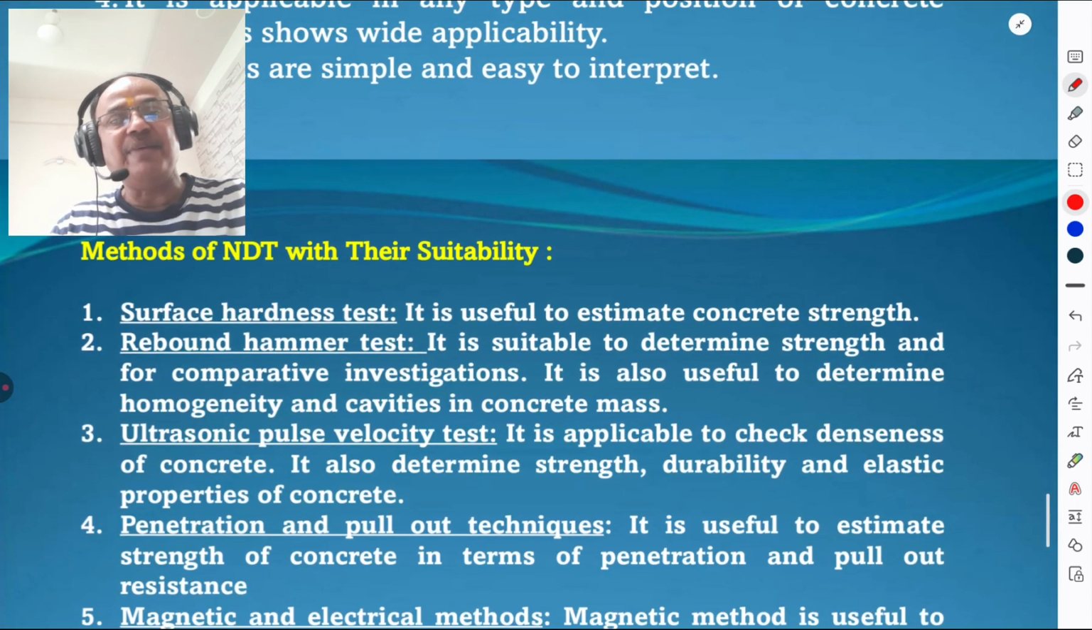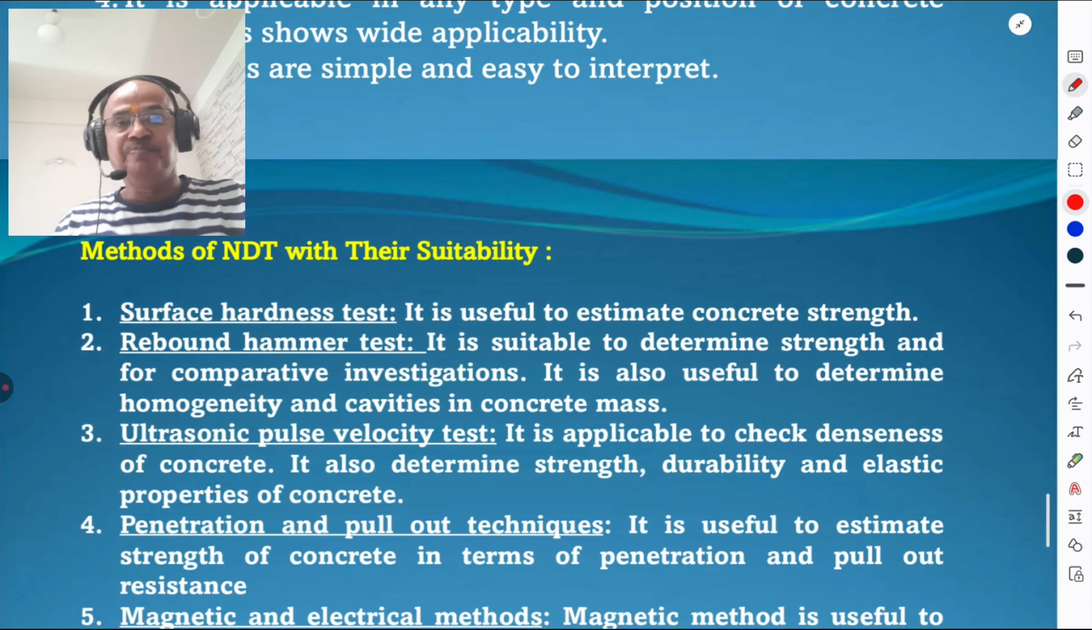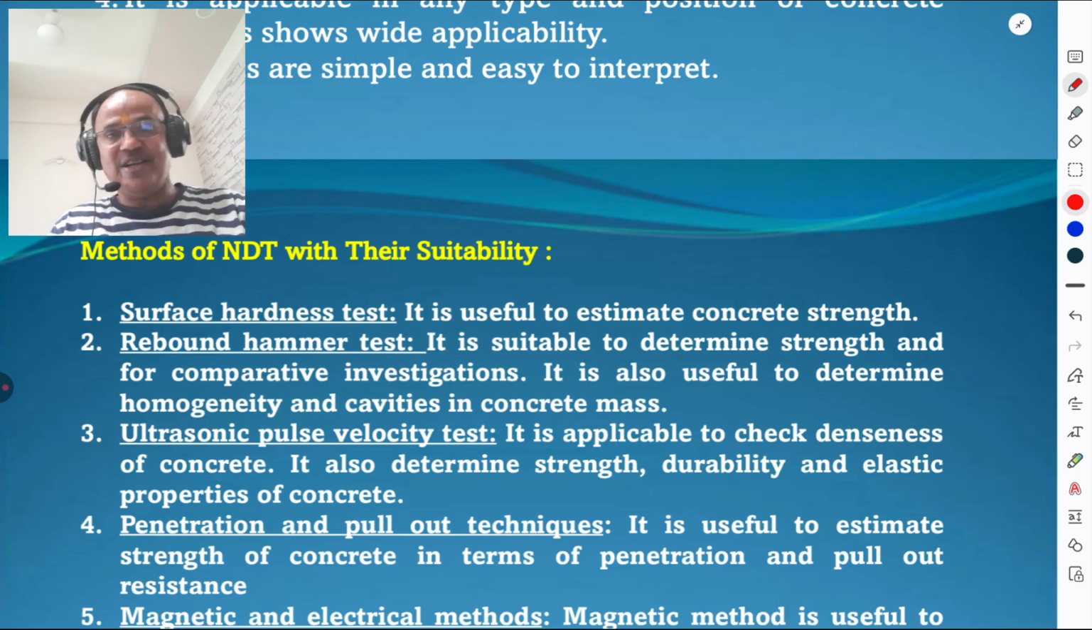Then methods of NDT with their suitability. हा क्वेश्चन नेहमी विचारला जातो ऑब्जेक्टिव्हमध्ये सुद्धा आणि डिस्क्रिप्टिव्हमध्ये सुद्धा. Surface hardness test, it is useful to estimate the concrete strength. Then Rebound hammer test, it is suitable to determine the strength for comparative investigations. It is also useful to determine the homogeneity and cavities in the concrete mass.